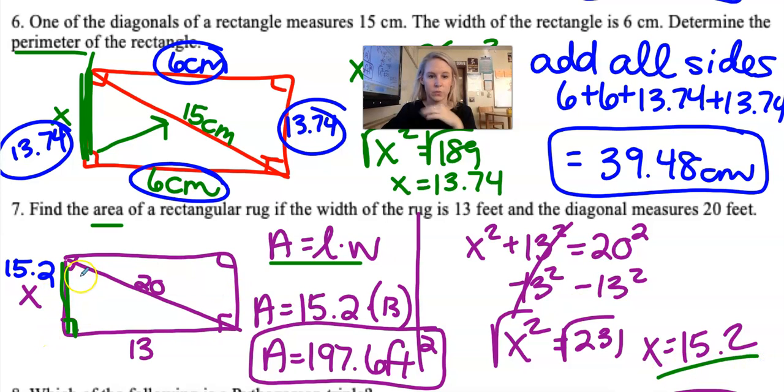And then for the rectangle, it's the length times the width, which is the 15.2 times the 13 to get you somewhere about 197.6 feet squared. Okay? Area, your units are squared.